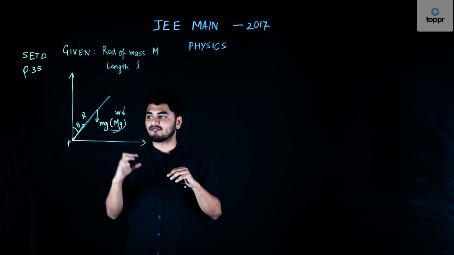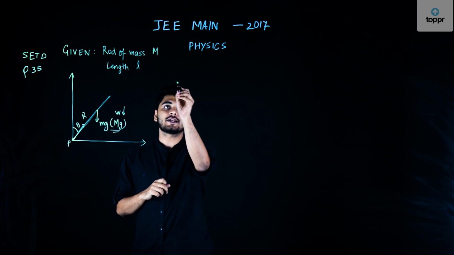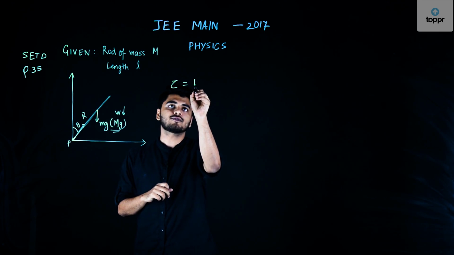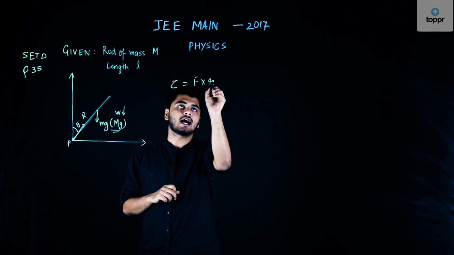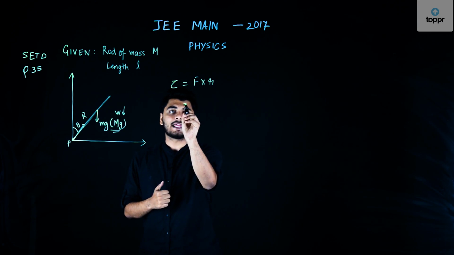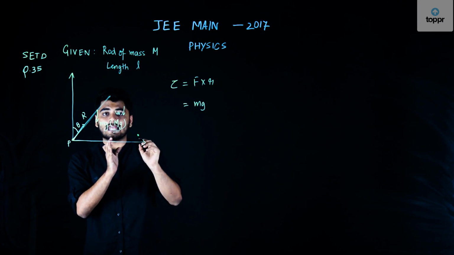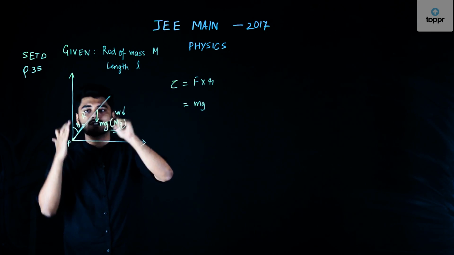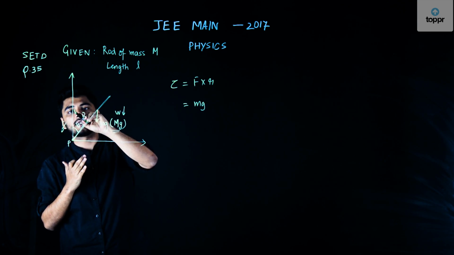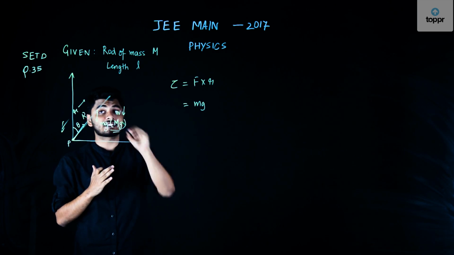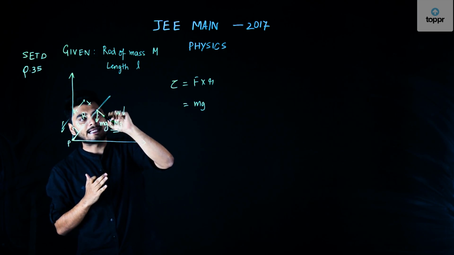Now let us go and find out the torque of this. So I know my torque would be nothing but equal to force into the moment arm, that is R. I know my force is nothing but mg. Now I have to calculate the force which is perpendicular to this moment arm. If I take this as my moment arm R, I need to find the force which is perpendicular to this, which is in turn this.